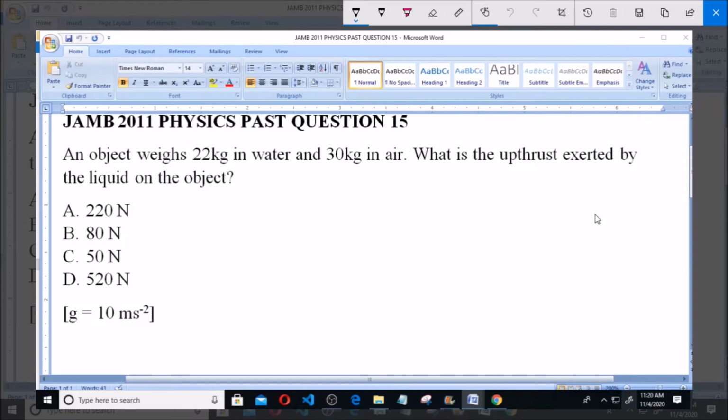An object weighs 22 kg in water and 30 kg in air. What is the upthrust exerted by the liquid on the object? A. 220 Newton, B. 80 Newton, C. 50 Newton, D. 520 Newton. And you have the value of g, acceleration due to gravity, as 10 meters per second squared.